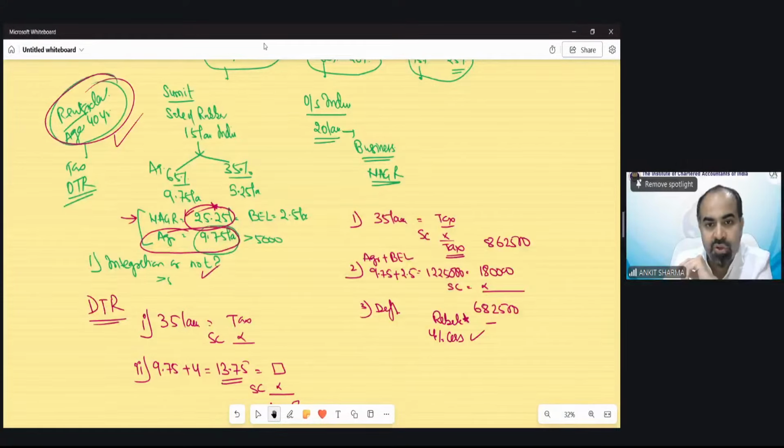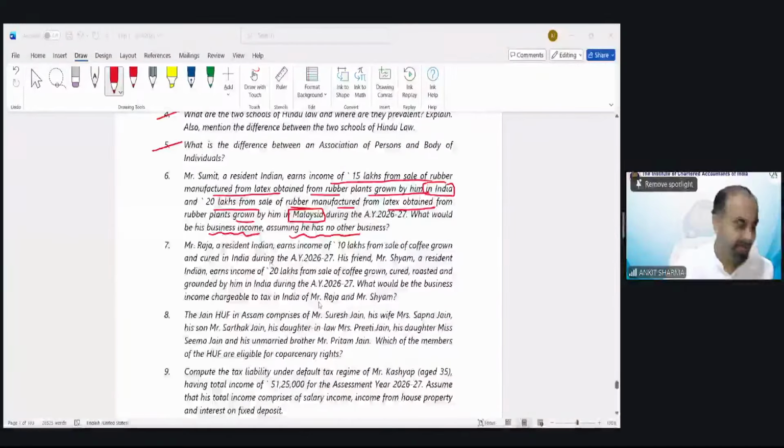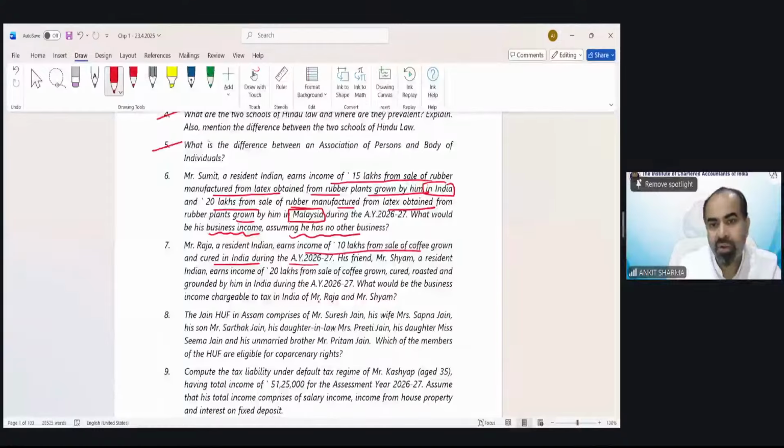Thank you for your appreciation. Question number 7 is there. Mr. Raja, a resident Indian, earns income of 10 lakh from sale of coffee grown and cured in India during the year 26-27. His friend Mr. Sham, a resident Indian, earned 20 lakh rupees from sale of coffee grown, cured, roasted and ground by him in India. So one is roasted coffee in India and one is without roasted coffee. So in case of roasted coffee, we know the percentage is 60-40.